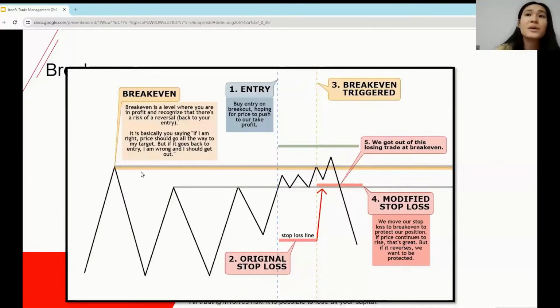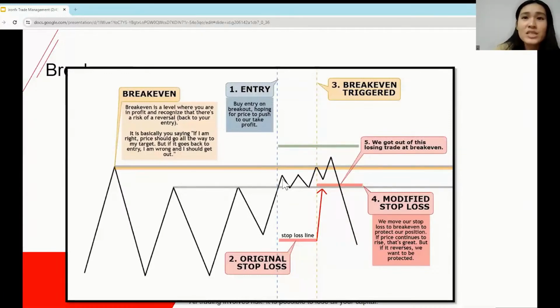So if you follow this based on the numbers, firstly, we have our entry, which is at this double swing high here, double swing high resistance over here, and then we are going in for a buy entry on this breakout of this resistance level. Okay, and we're hoping that price will push upwards towards our take profit level, which is this green area here.